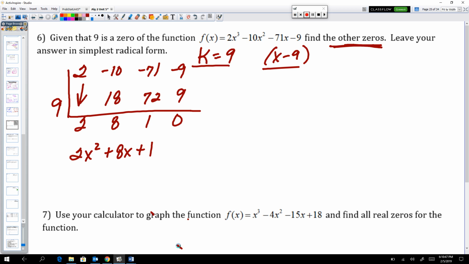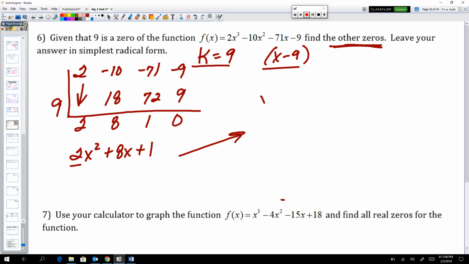I could certainly take a look at completing the square, although that's not really my favorite with this 2 hanging out here. The most useful tool available to me right now is the quadratic formula. I have a quadratic. I'm being asked for the zeros. The quadratic formula is certainly something that I can use to find the other 2 zeros.